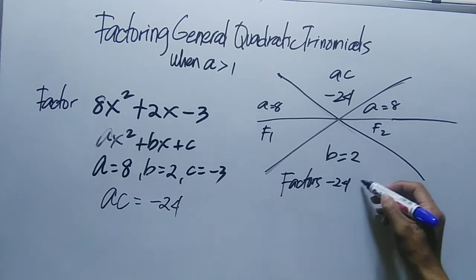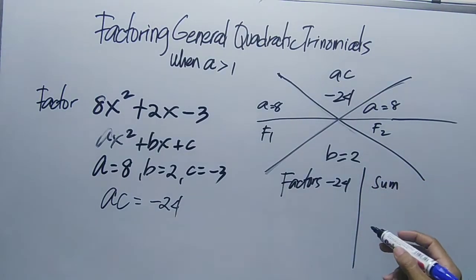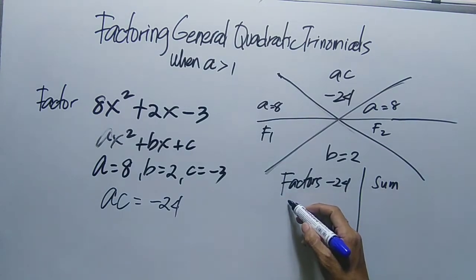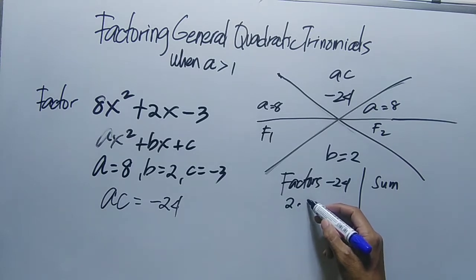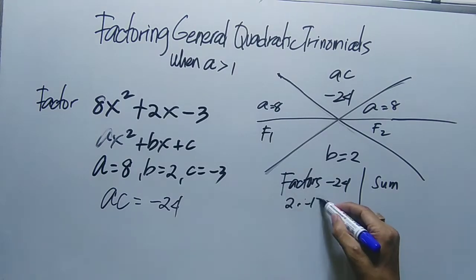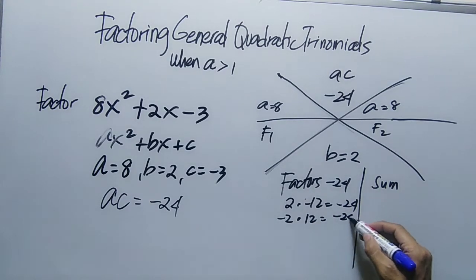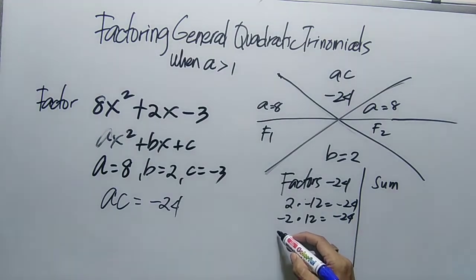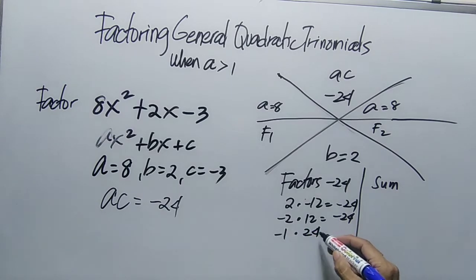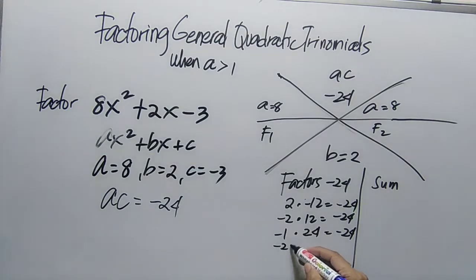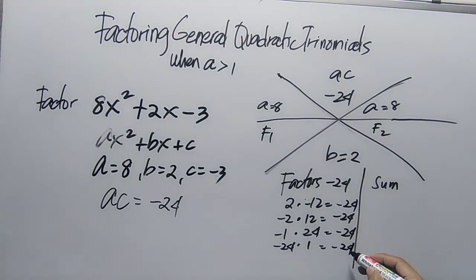Kaya possible factors muna tayo sa negative 24. Factors of negative 24. Then yung sum niya dapat ay positive 2. So what are the factors of negative 24? 2 times negative 12, okay, equals negative 24. Negative 2 times 12, that is negative 24. Ano pa? Negative 1 times 24 is negative 24. Negative 24 times 1 is also negative 24. Ano pa ba? 6. Okay, so 6 times negative 4 equals negative 24. Negative 6 times positive 4, equals negative 24 pa rin yan. Okay, so ito lang yata.